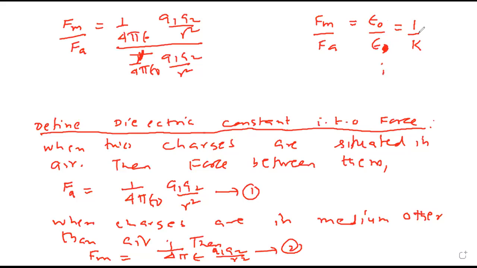So K is nothing but F A upon F M. K means dielectric constant, is F A upon F M. Not followed? Okay, just complete till this, then I am giving the definition of dielectric constant K in terms of force.